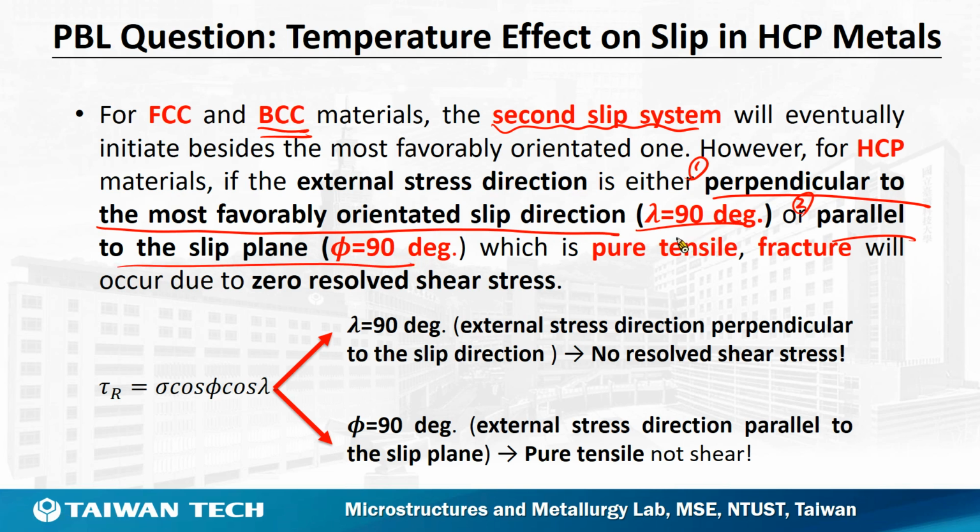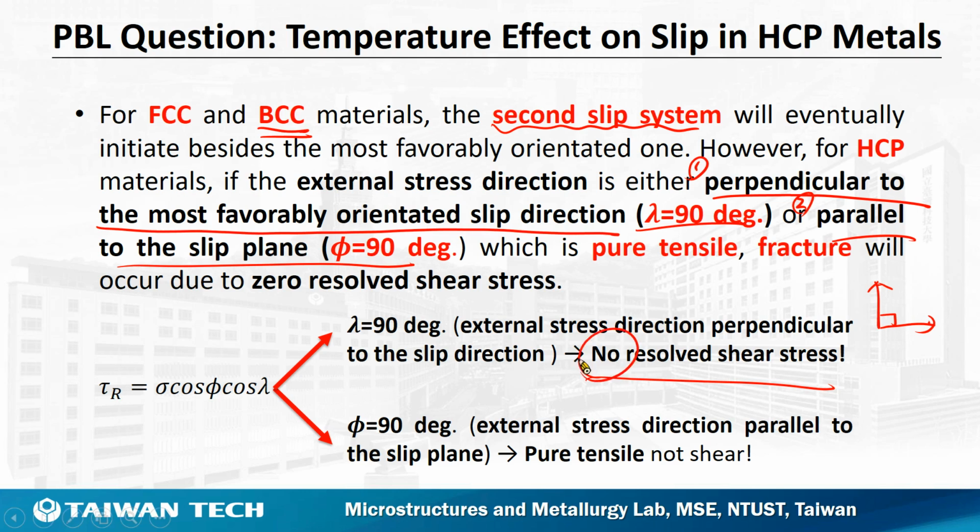So first, let's see the definition of these two. First, if lambda equals 90 degrees, it means that the external stress direction, for example this one, is perpendicular to the slip direction, 90 degrees. Okay, so you cannot have any resolved shear stress along this line. So no resolved shear stress.